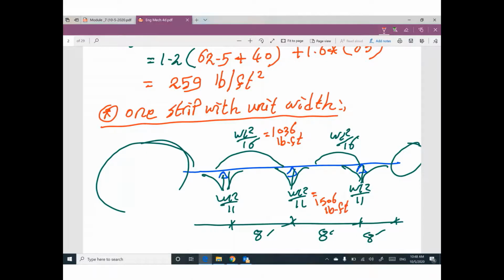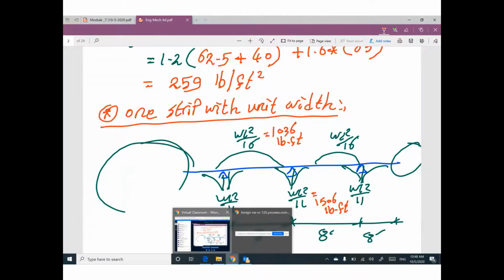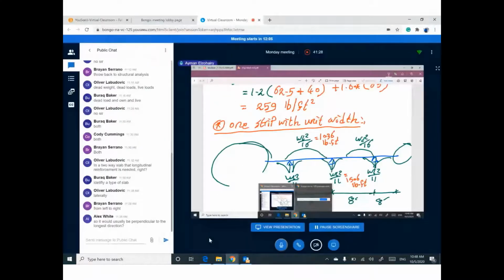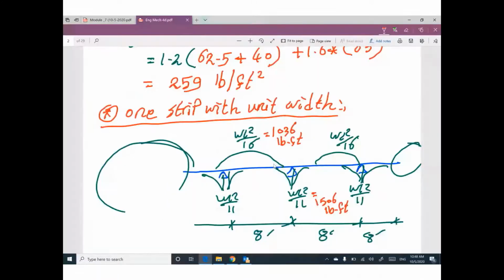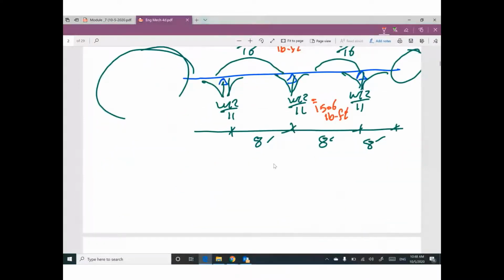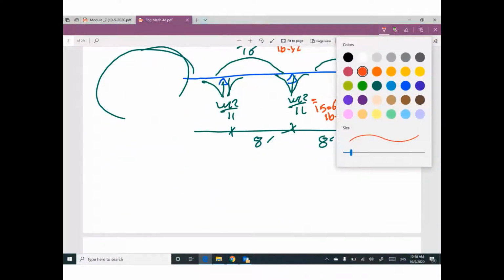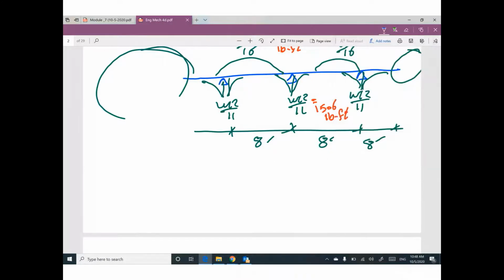Any questions so far? Guys, do you have any questions so far? Okay, looks good. Just to remind you of something which is fatal for me. I don't like to see any of you doing this fatal mistake. Here is the slab, and here are the beams.